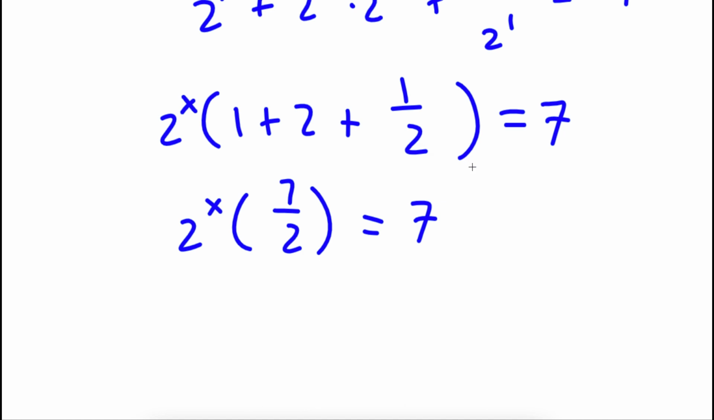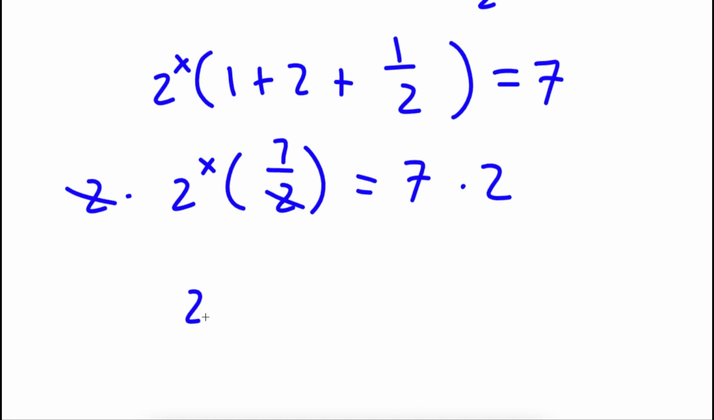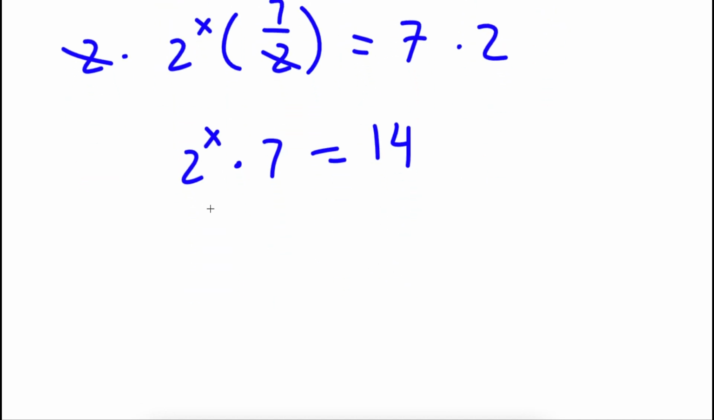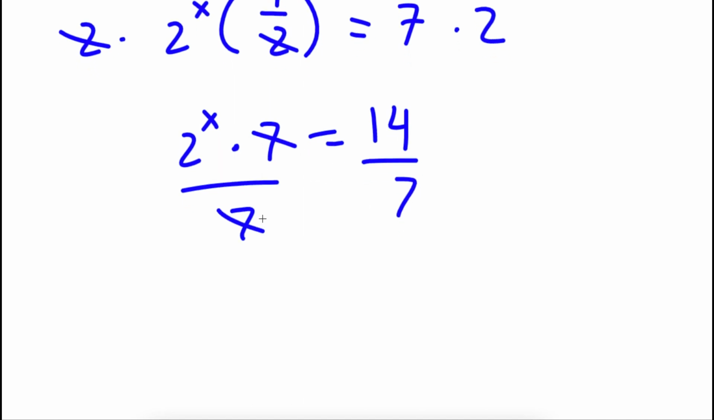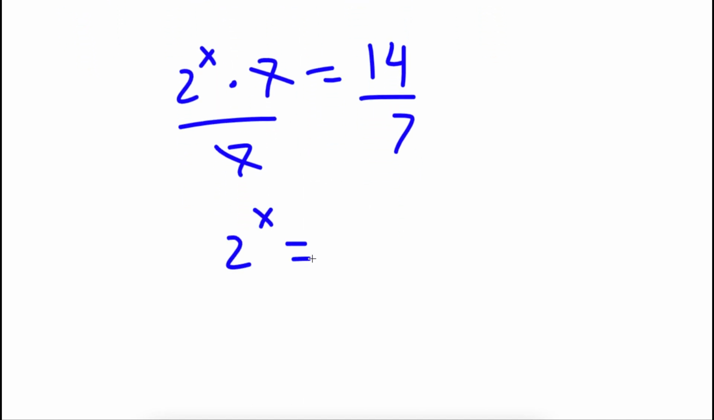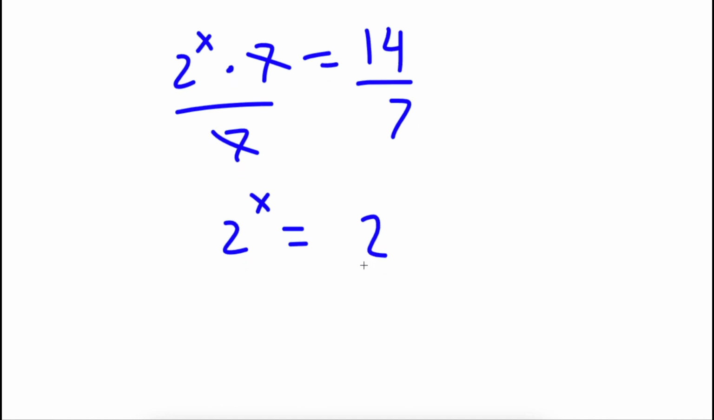Now, if I multiply by 2 on both sides, these two can cancel out. So I'd be left with 2 to the power of x times 7 is equal to 14. Now, if I divide by 7 on both sides, these two cancel out. Now I'm left with 2 to the power of x is equal to 2.